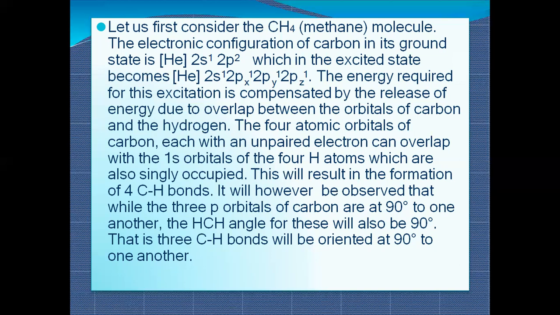So what happened after this? Four CH bonds are there with 2s and 3p. So we have four carbon and hydrogen bonds in this specific molecule of CH4. It will, however, be observed that while the 3p orbitals of carbon are at 90 degrees to one another, the HCH angle also becomes 90 degrees. So in the Lewis dot structure, Lewis just arranged all the electrons around the elements in a specific manner.